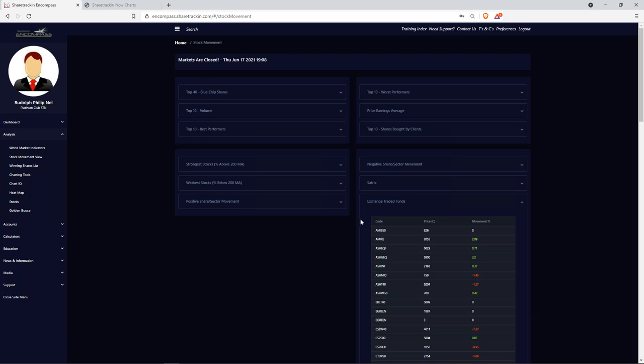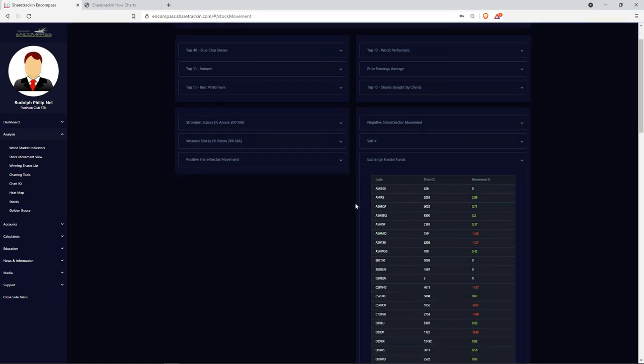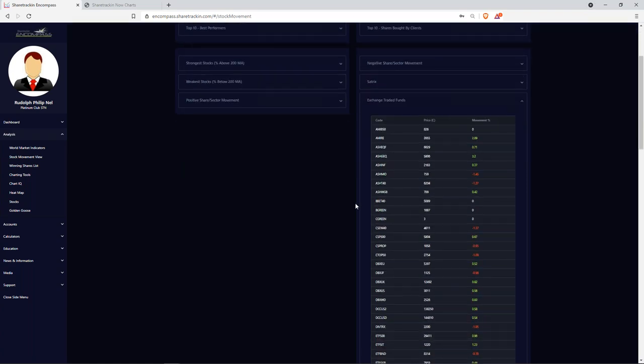Where with Satrix, we do have charting, but on exchange traded funds, ETFs, there is no charting. You'll need to use another provider for charting on them. But ETFs, basically how they work is they're tax-free investments. So you can gain profit on these type of shares without paying any tax.